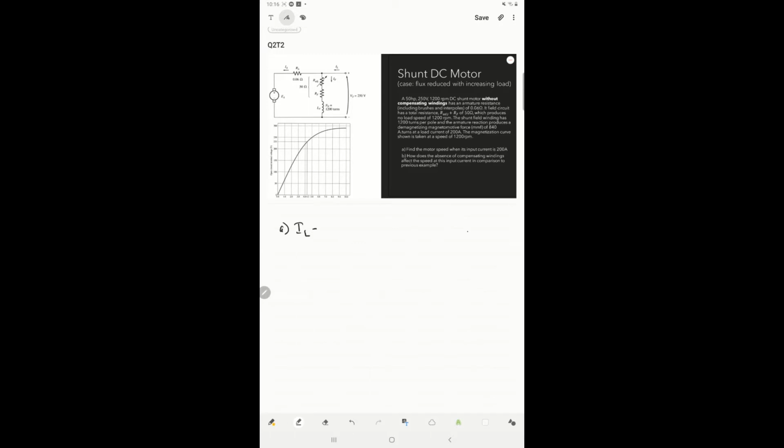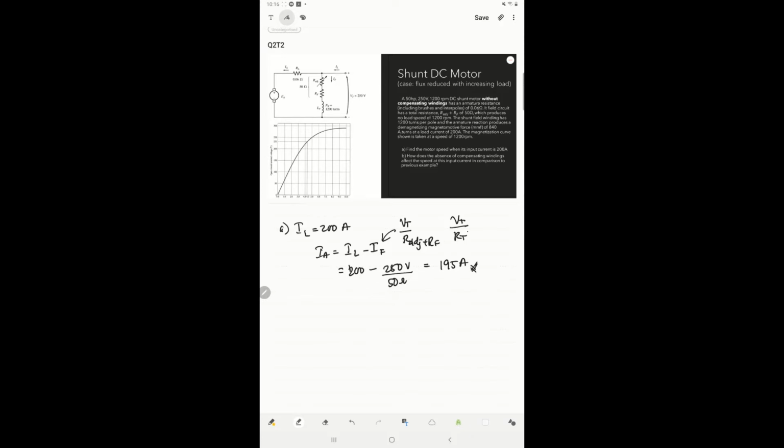When the input current is 200 ampere, the armature current is the line current minus IF, because this is a shunt motor. IF is VT divided by R adjusted plus RF, or VT over R total. It's the same thing. VT is 250 divided by the same value, 50 ohms, so we get 5 ampere, and IA is 195 ampere. This is calculated the same way as we've done before.